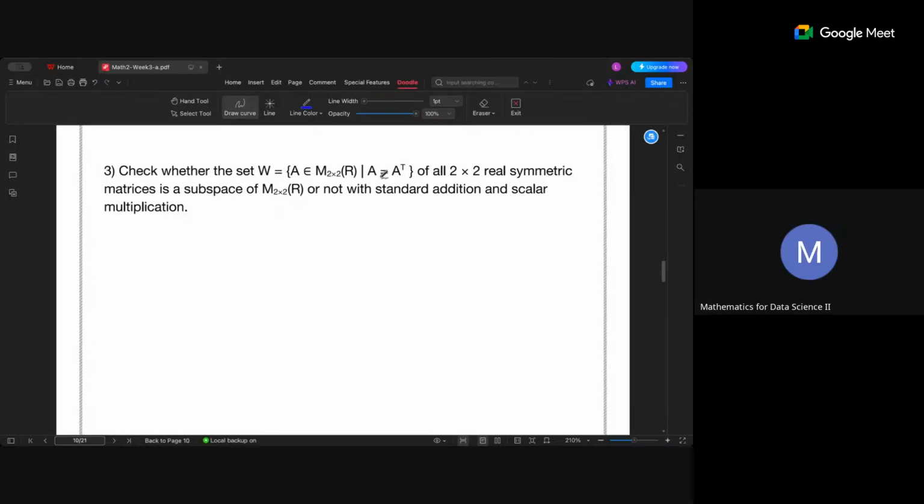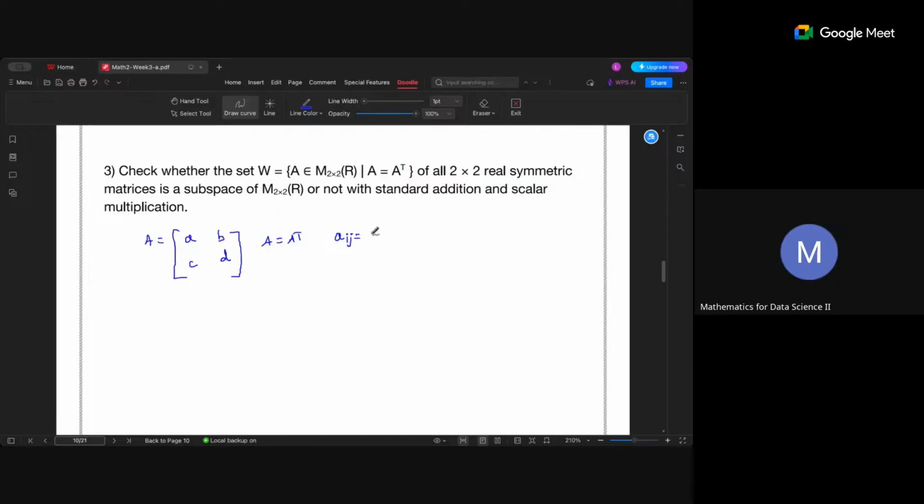matrices such that A is equal to A transpose. It means we are considering the set of all 2 cross 2 real symmetric matrices. Whether this is a subspace or not with standard addition and scalar multiplication. First of all, what is W? We have to break it down. It is given that it is 2 by 2, so the structure is usually written like this. The next thing is A transpose is equal to A. It is symmetric.